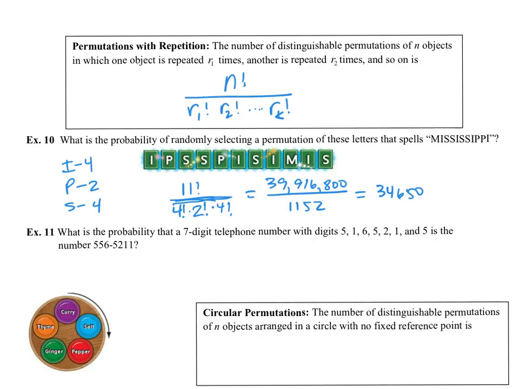So what is the probability of selecting these letters randomly and actually spelling a word? That can only happen one way, so our probability would be 1 out of 34,650.